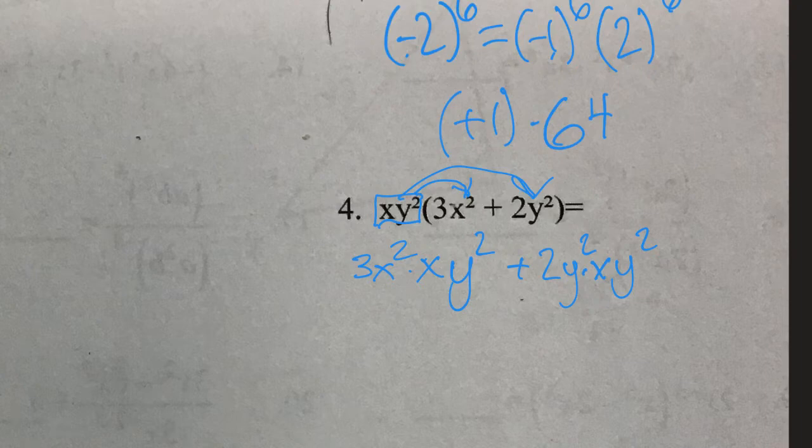Now, using what we learned from law 1, we have this x squared times x, just like I showed you earlier. It's going to be 2 plus 1, which is going to be x cubed, and then our y squared. And then over here, we have 2y squared times xy squared. And just as before, we can take this y squared and add up the exponents. So we're going to have 2 plus 2, which is y to the power of 4, and then our x.